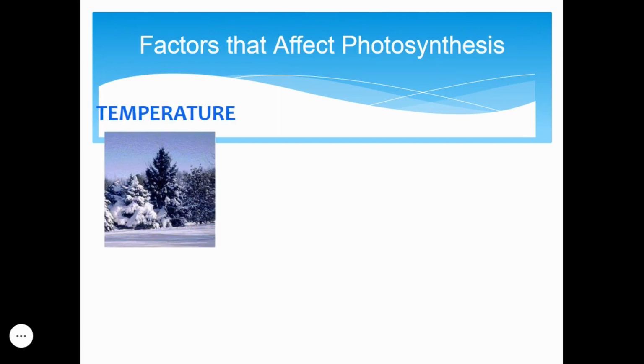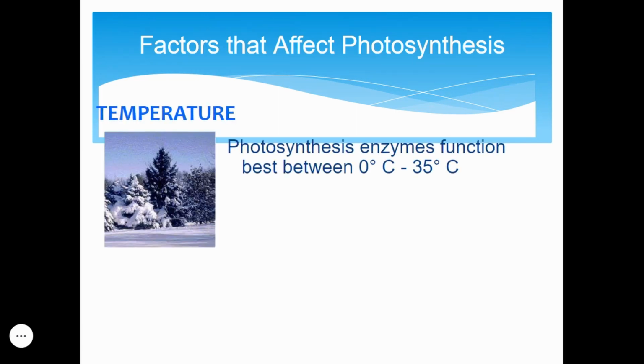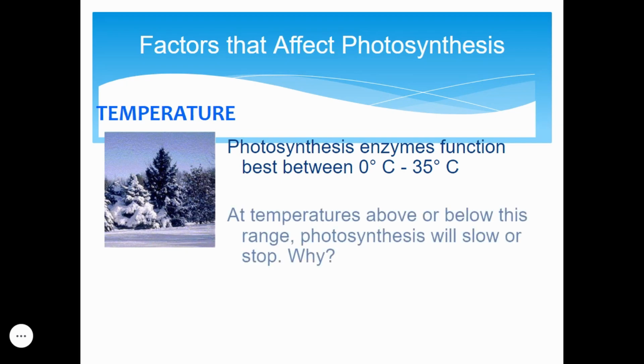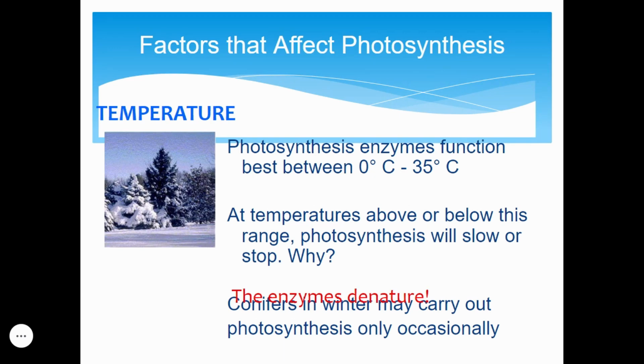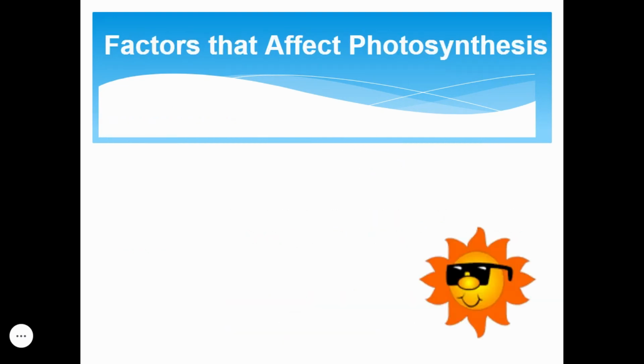Another factor that affects photosynthesis is temperature. Photosynthesis enzymes function best between 0 degrees Celsius and 35 degrees Celsius. At temperatures above or below this range, photosynthesis will slow or stop. Why do you think? Because the enzymes denature. Conifers or Christmas trees in winter may carry out photosynthesis occasionally. So they're not doing photosynthesis very quickly or very often.